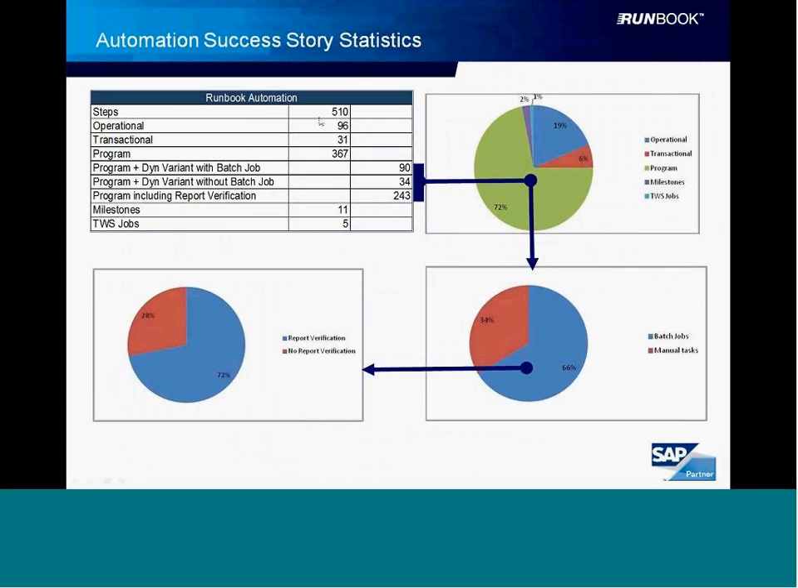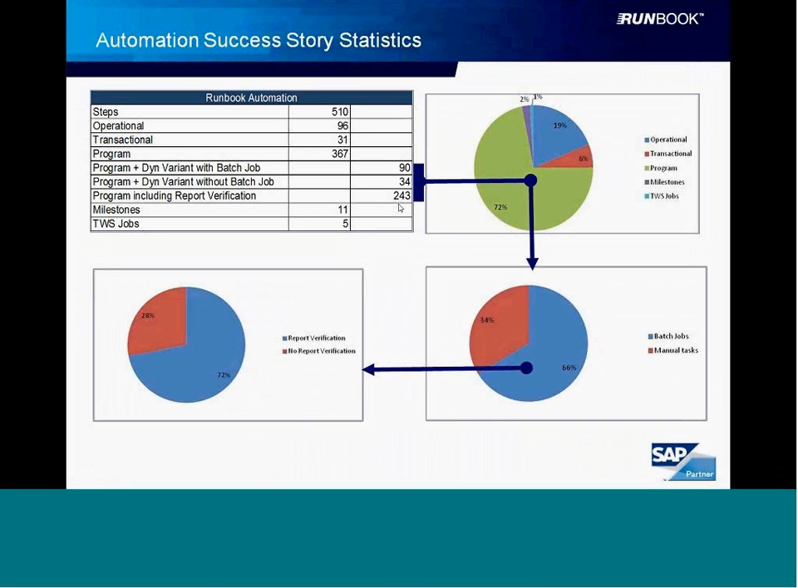Now, one of the last slides is to give you an idea of what you can do with Runbook. These are some statistics of one of our clients for closing. So they have 510 steps, 96 are operational, 31 are transactional, and 367 are programs. Out of them, 90 are programmed with a variant, in this case dynamically with a batch job, that means scheduled in background. Some of them are executed manually, but a lot of steps, 243, are using our automated technology.